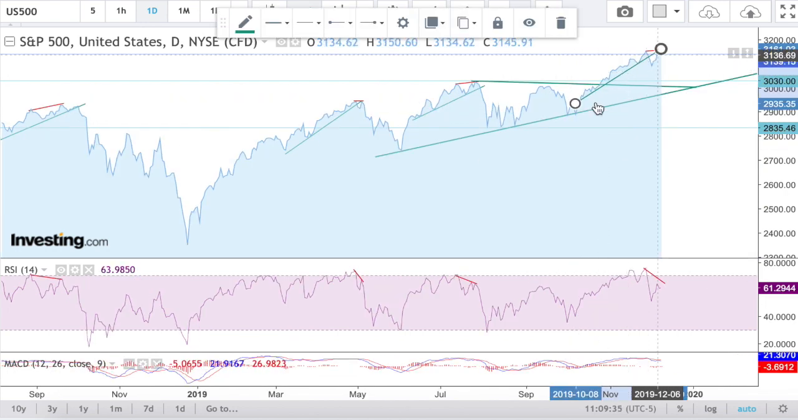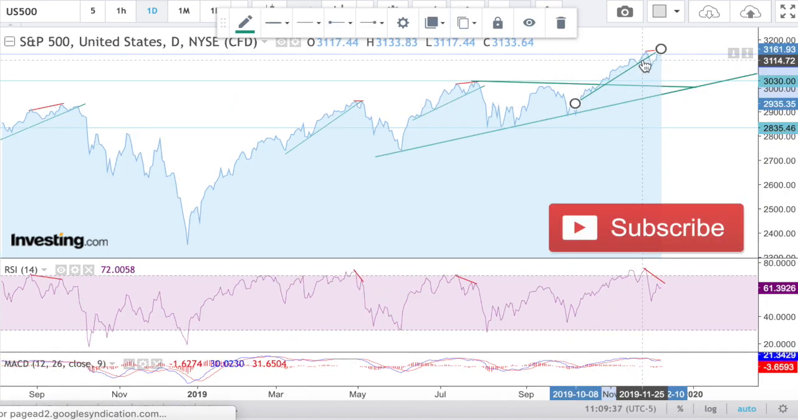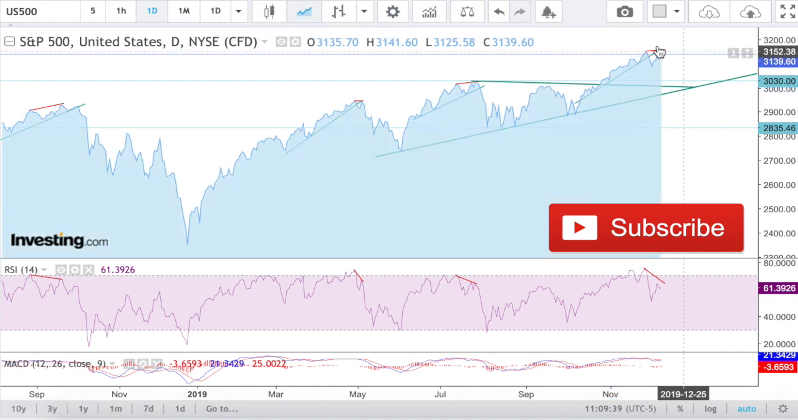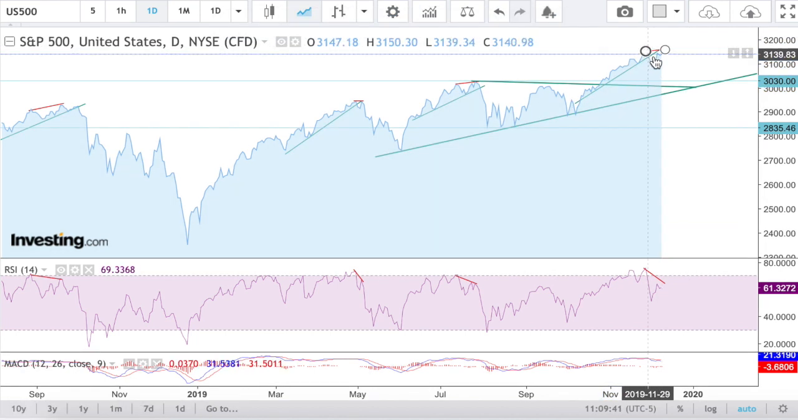We have the break of the uptrend line, but we do not have the RSI divergence just yet. We almost have it. We're just shy of it. I think we need half a percentage point more to get that divergence. But I'm fairly confident that the market will push up the price to get that RSI divergence.